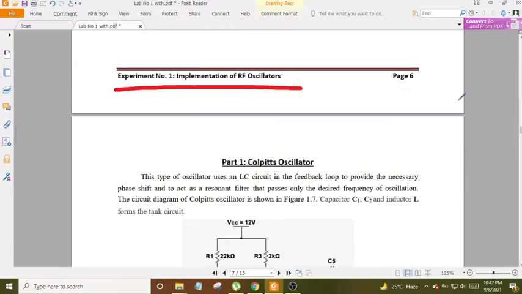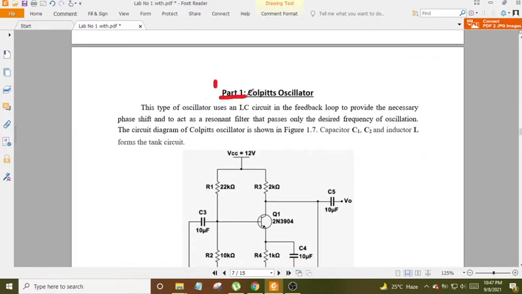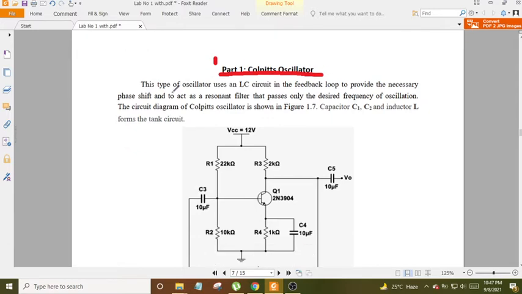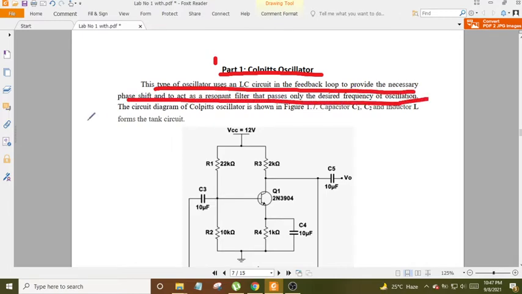Experiment No. 1. Implementation of RF oscillators, page 6. Part 1. Colpitts oscillator. This type of oscillator uses an LC circuit in the feedback loop to provide a necessary phase shift and to act as a resonant filter that passes only the desired frequency of oscillation. The circuit diagram of the Colpitts oscillator is shown in Figure 1.7. Capacitors C1, C2 and inductor L form the tank circuit.